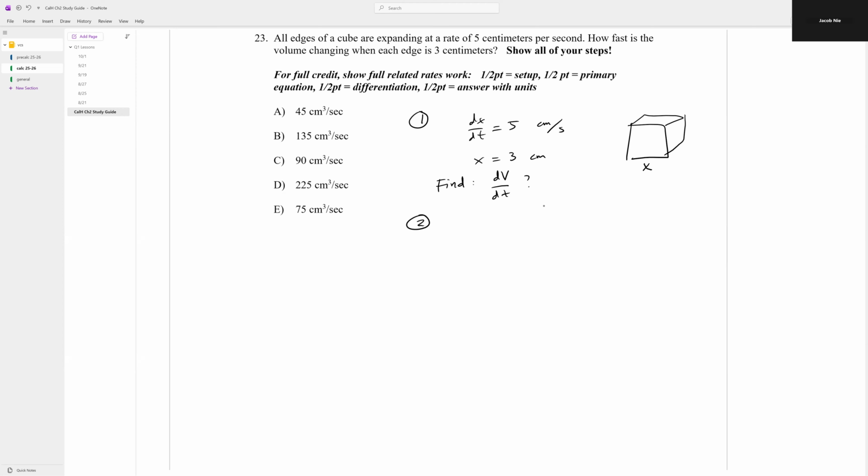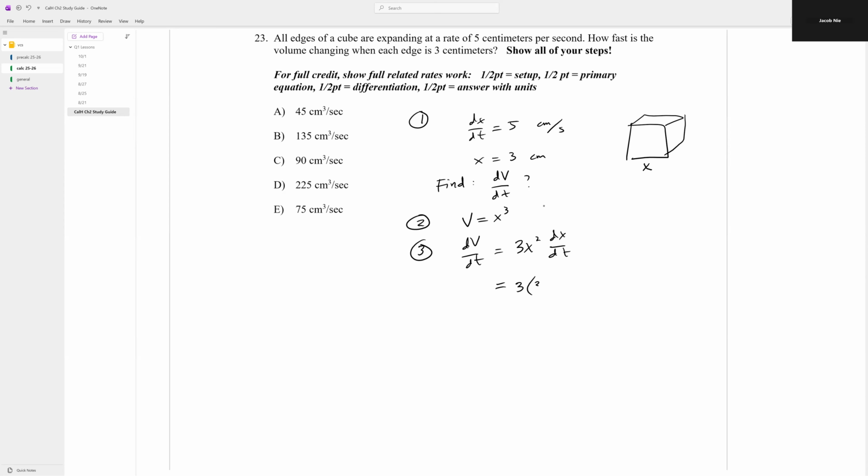And the second thing is we need to write the equation that relates V and x. That's just the volume of the cube. V equals the side length cubed. And the third step is to differentiate, so dV/dt. So differentiate both sides with respect to t. That's going to give me 3x squared dx/dt. Chain rule, right?